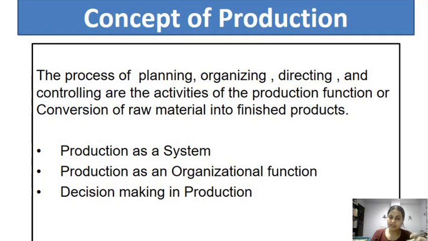Like all other organizational functions like marketing, finance, HR, production is also one of the basic organizational functions because of which the organization works. And third one is decision making in production. Production has very important decision making criteria, and all the decisions of production affect all the other organizational functions. So these are the three dimensions of production: that it works as a system, it is an organizational function, and there is decision making in production.